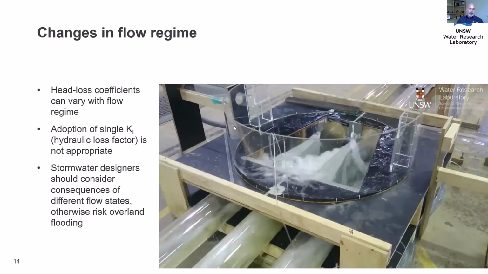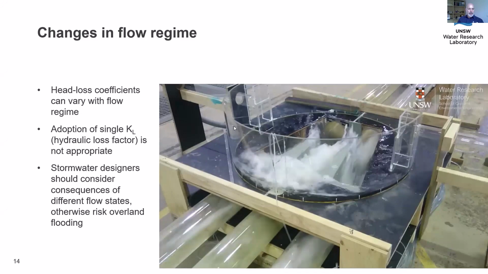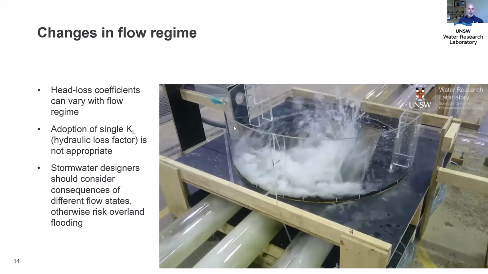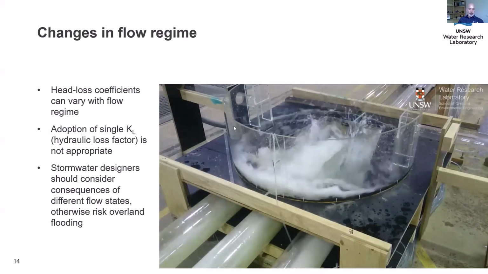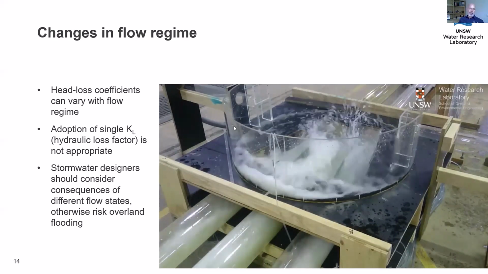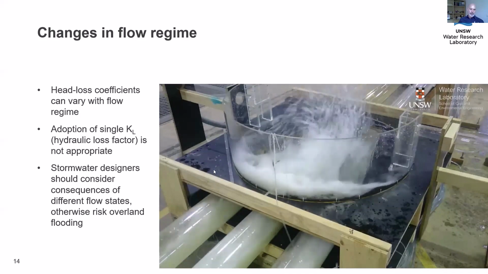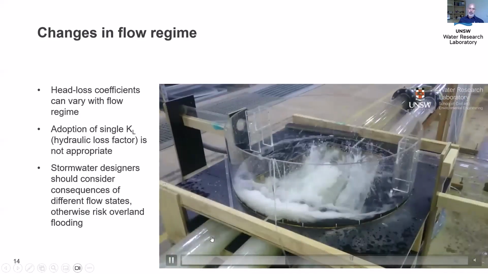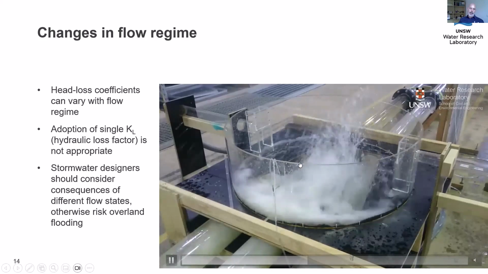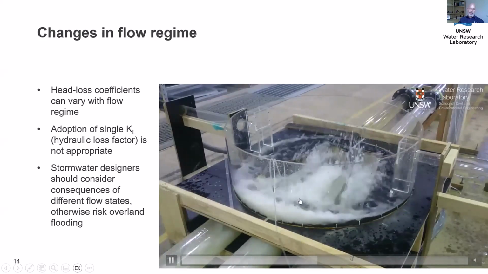Another important factor which we can pick up in physical models quite well is changes in hydraulic conditions. Pipe flow is very sensitive to the tailwater or the entrance and the exit conditions, and it can change the flow conditions within our pipes quite dramatically. You can see here a very small change in flow rate is giving quite a dramatically different condition.